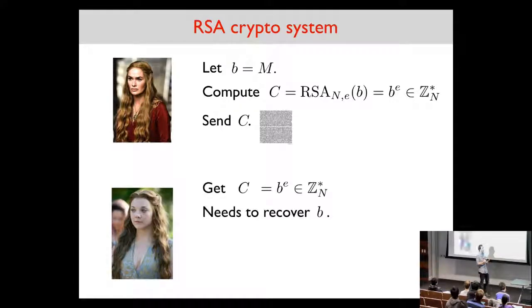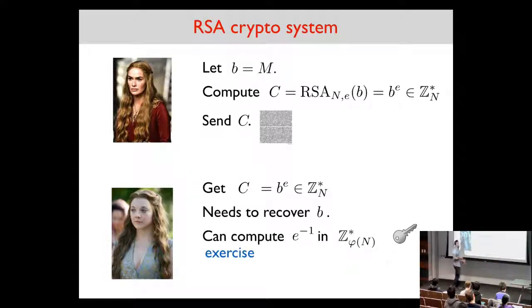Now at the other end, Marjorie gets c, which is supposed to be b to the e, or m to the e, actually. The message to the power e. She needs to recover b, which is m, the base. As I said, you compute e inverse in Z phi n star. That's your private key. With that inverse, and you know how you compute this, exercise, you can do c to the e inverse and recover b.